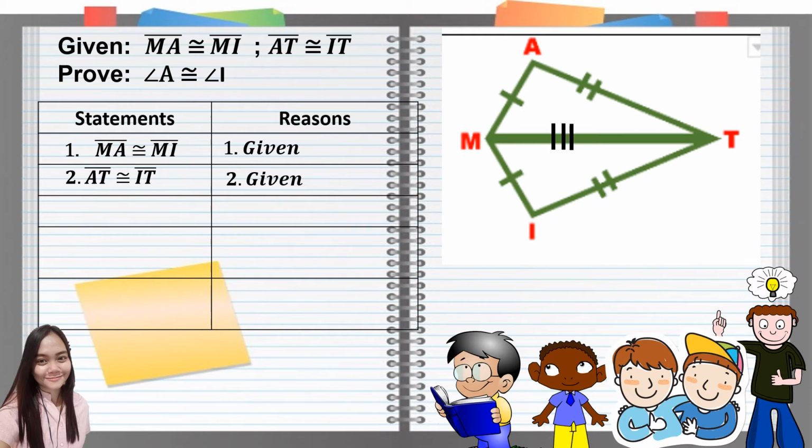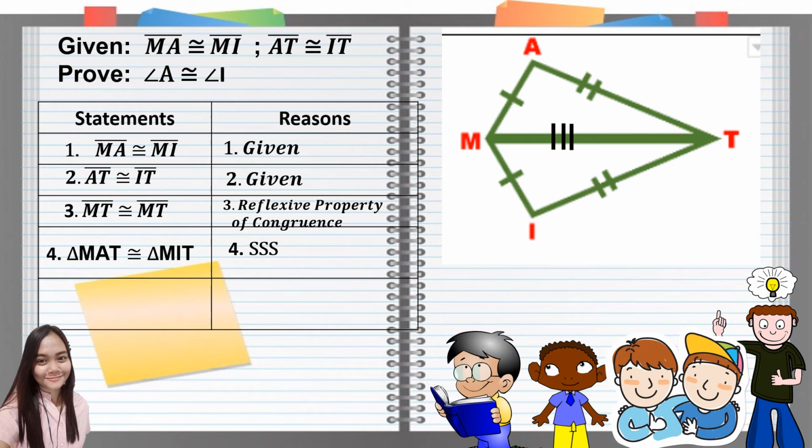At base dyan, we can now say for the third statement, we can use this one. So, segment MT is congruent to segment MT. At ang reason natin rito is reflective property of congruence. Now, kung makikita ninyo, masasabi na natin na yung triangle MAT is congruent to triangle MIT. So, anong reason yan? That is SSS or the side-side-side postulate. O kapag na-prove na natin na yung dalawang triangles ay congruent, we can now say that the angle A is congruent to angle I by CPCTC, or corresponding parts of congruent triangles are congruent. So in other words, kapag na-prove na yung dalawang triangles ay congruent, it follows that the corresponding parts are congruent. Next example.